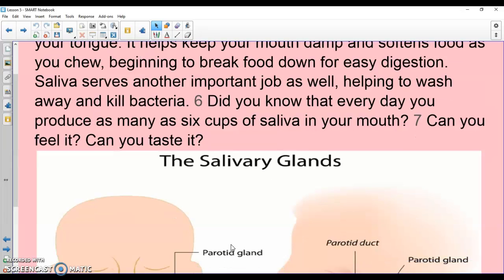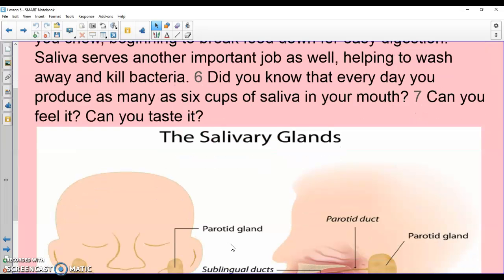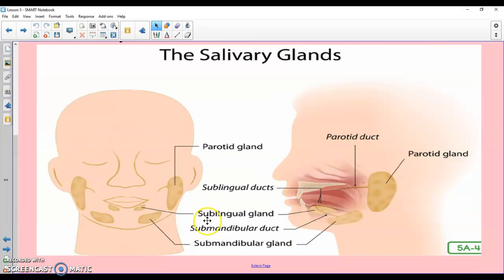Did you know that every day you produce as many as 6 cups of saliva in your mouth? Can you feel it? Can you taste it? So right here is where your saliva comes from.